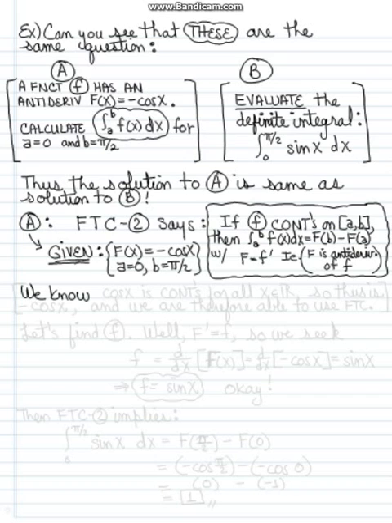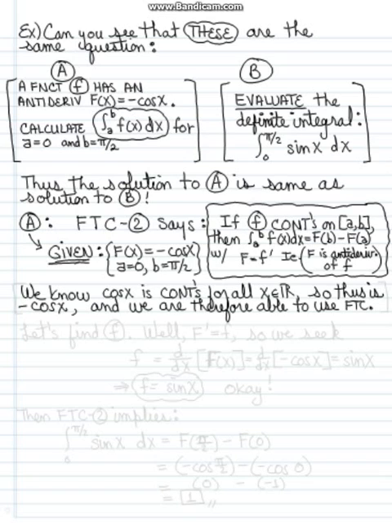Okay, so what do we know? Well, here's something we forgot to state last time. It's important to state this. We know that cosine x is continuous for all real numbers x. So that tells us that negative cosine x would also be continuous. A negative sign is not going to change continuity. And we are therefore able to use the fundamental theorem. So we're just making sure that it's cool to use it. And yes, it is.